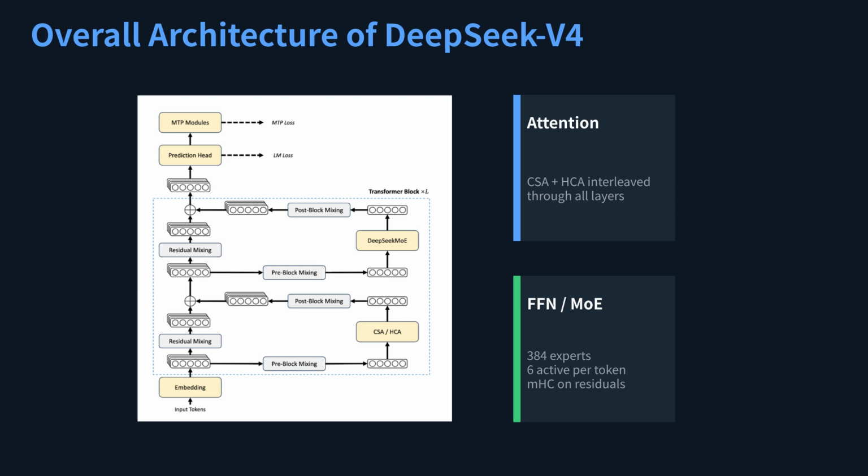This diagram shows the overall architecture of DeepSeek-V4. At its core, it is still a transformer, but with 2 new attention mechanisms: CSA, compressed sparse attention, and HCA, heavily compressed attention. These 2 are used in an interleaved pattern through all the model layers. On top of that, the standard residual connections have been upgraded to MHC, which stabilizes how signals flow between layers. For the feed-forward network layers, the model uses DeepSeek MoE, the mixture of experts system, with 384 fine-grained expert networks and 6 activated per token. Multi-token prediction is also inherited from DeepSeek-V3 to improve training efficiency.